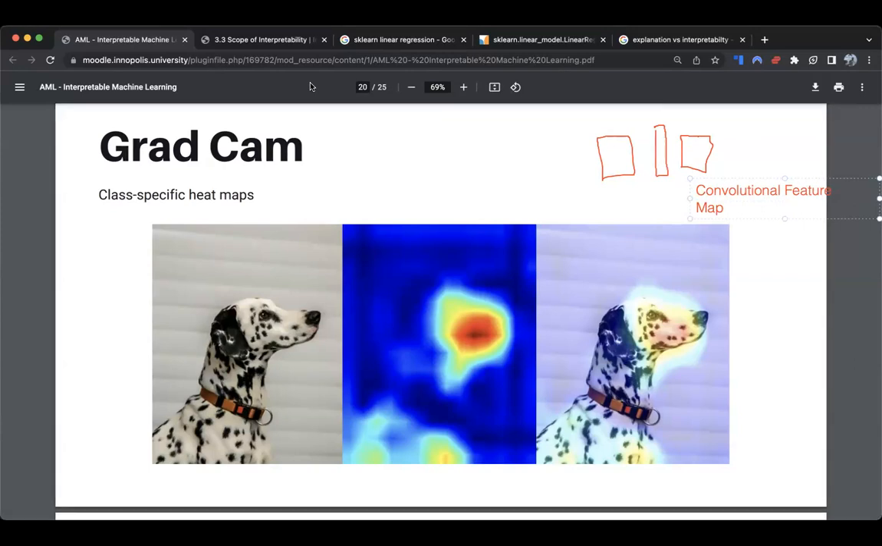So the CNN looks at the image and then it performs some calculations using the kernel and produces the output. Let's go back to the lecture and look at it together.